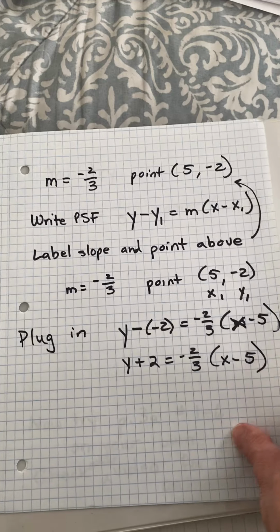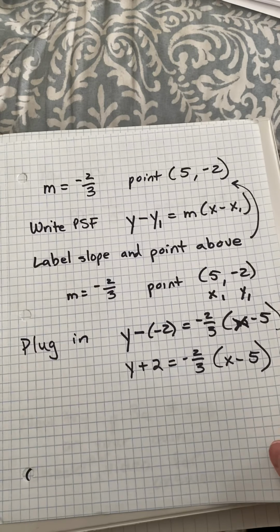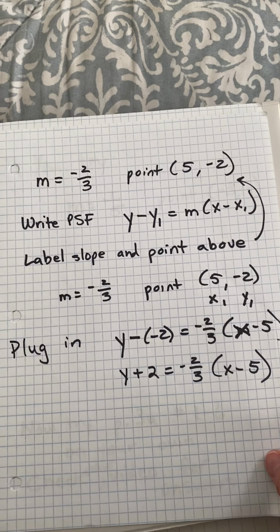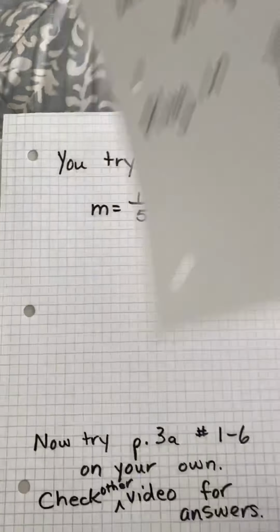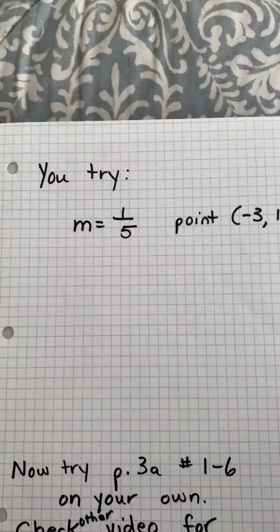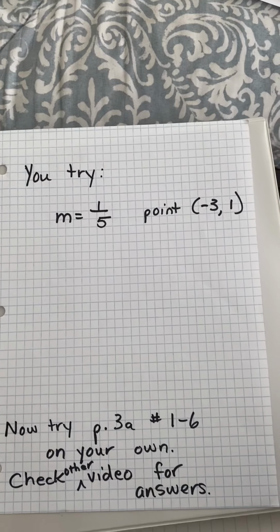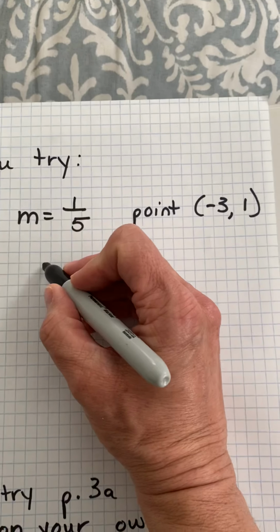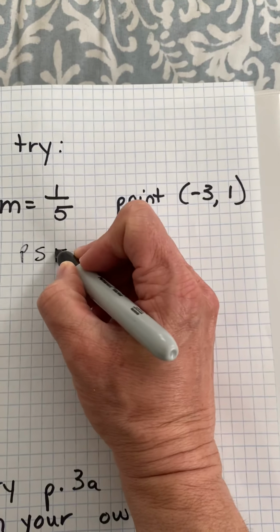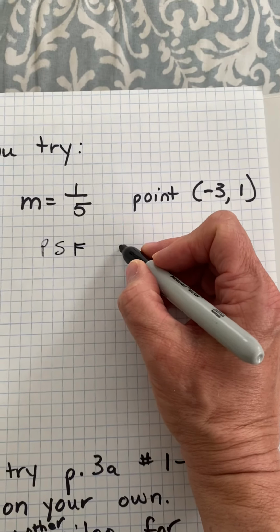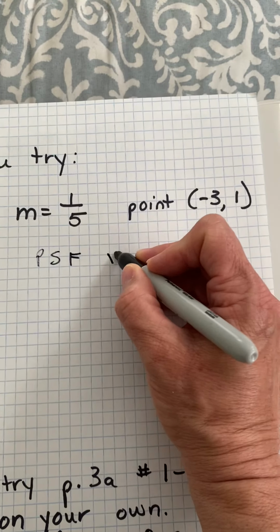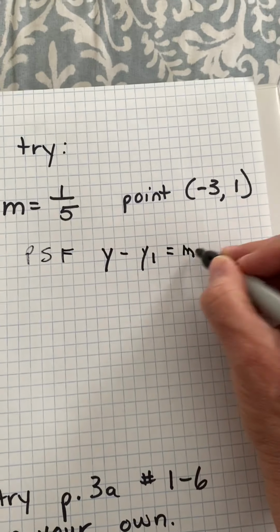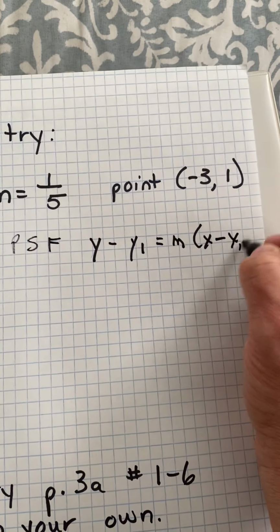Okay? Now, those of you who totally get this and want to try the second one on your own, stop the video and try it on your own. If not, we're going to do the next one together. So this says you try. So they give us a slope, they give us a point. So once I know they give me a slope and a point, I think point slope form, right? They gave me a slope, they gave me a point, I do point slope form. What is point slope form? Y minus y sub 1 equals m times x minus x sub 1.